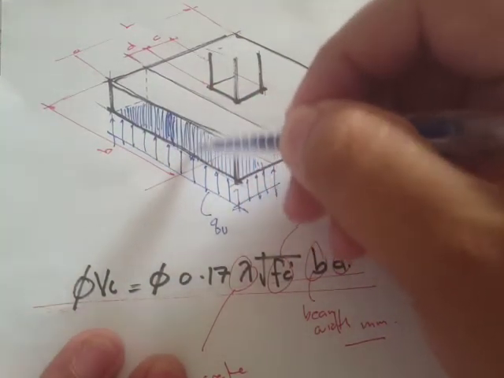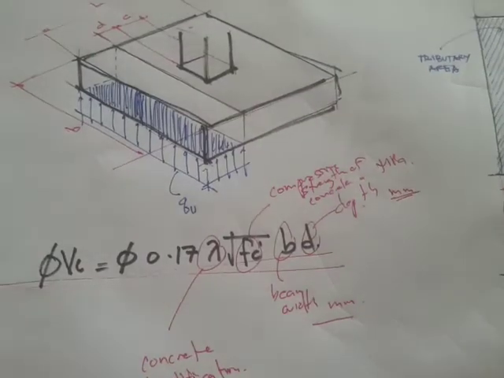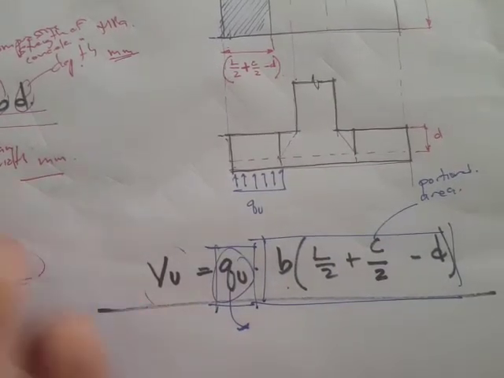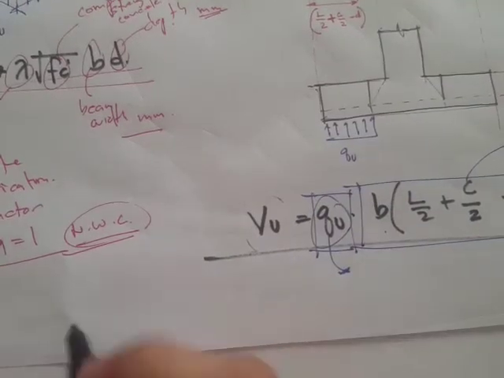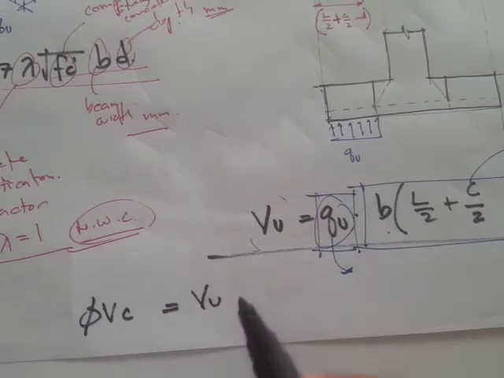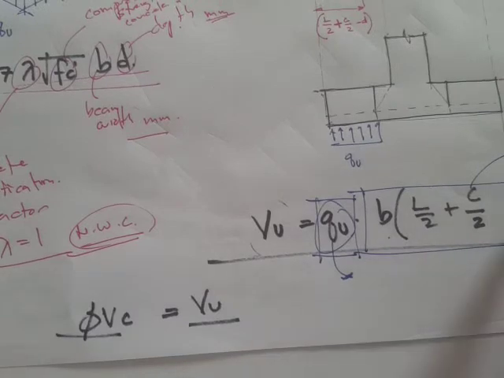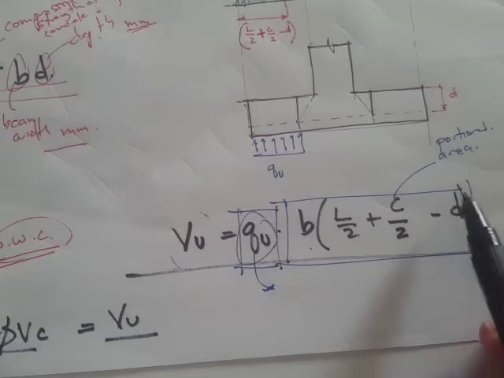It is actually a rectangular area, so that's going to be the shear force at that portion. Now, to solve for D, we just have to equate the two equations, meaning that V sub C is equal to V sub U. If you equate the equations, the unknown that's left would be this letter D.